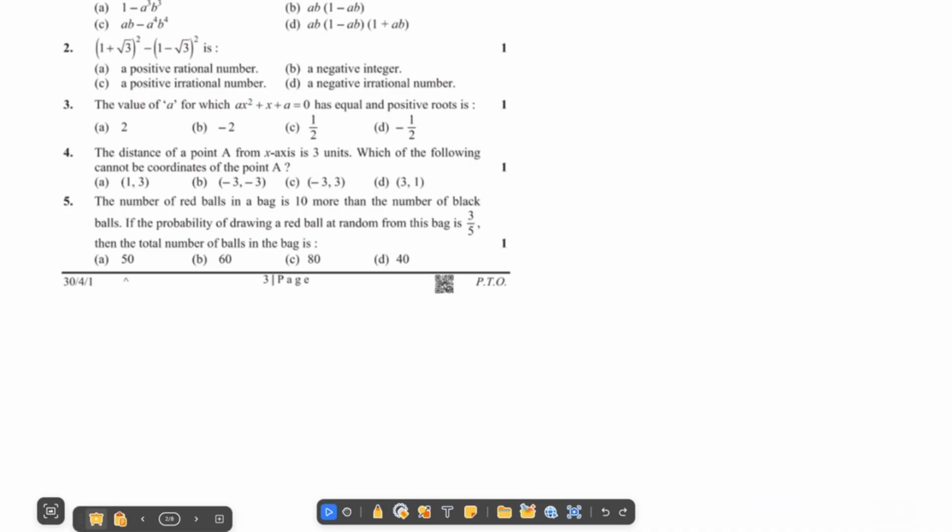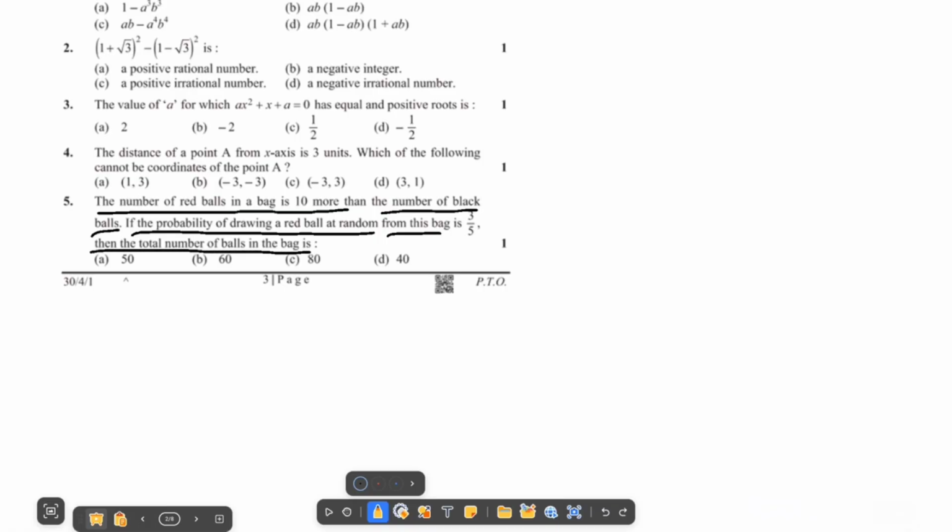Next, fifth question. What is the fifth question here? The number of red balls in a bag is 10 more than the number of black balls. If the probability of drawing a red ball at random from this bag is 3 by 5, then the total number of balls in the bag is. So here the red balls are 10 more than the black balls, and the probability of red balls is given, and you have to find the total number of balls in the bag. Let's find it.